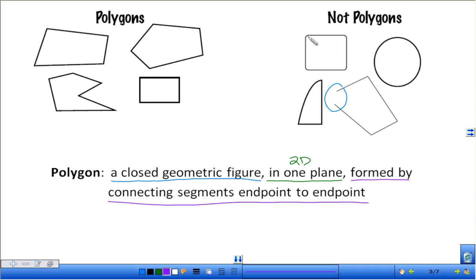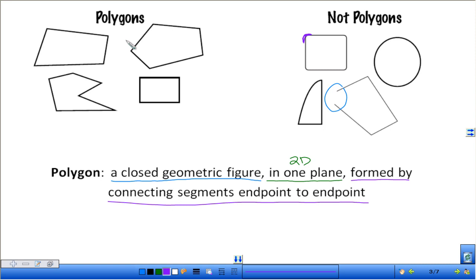Same with this one right here. Anytime you see a curve in a shape like this, once you see a curve, it is no longer a polygon. Polygons cannot have curves. Once you see a curve, not a polygon.